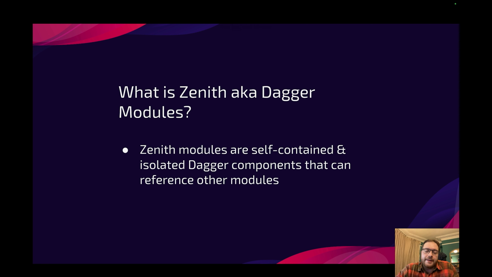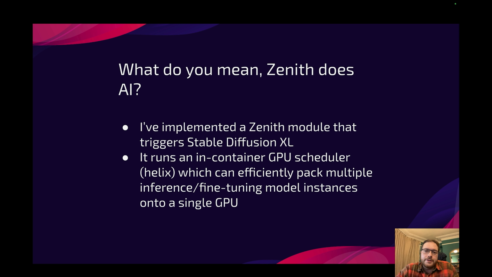So you might then ask, well, okay, that sounds cool, but what do you mean by Zenith does AI? In particular, I've implemented a new Zenith module called the Helix module that triggers, at the moment, Stable Diffusion XL. For people who aren't familiar with Stable Diffusion, it's a generative image model. You can give it a text prompt and it will generate an image based on that text prompt using some clever neural network magic.